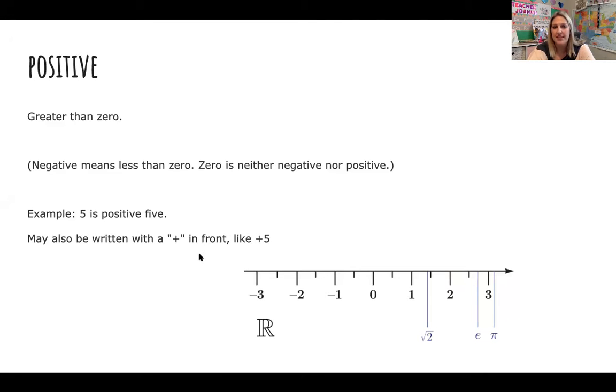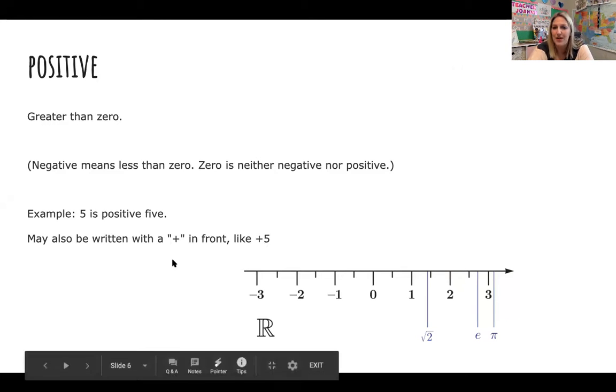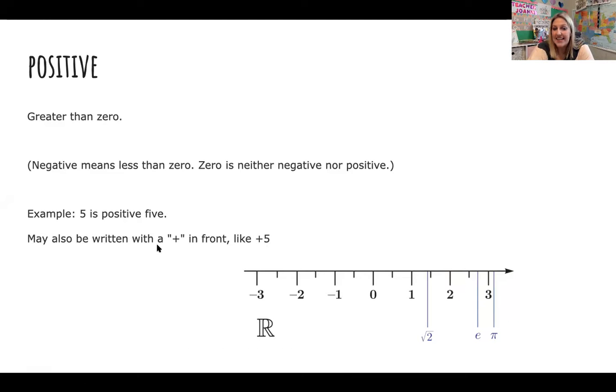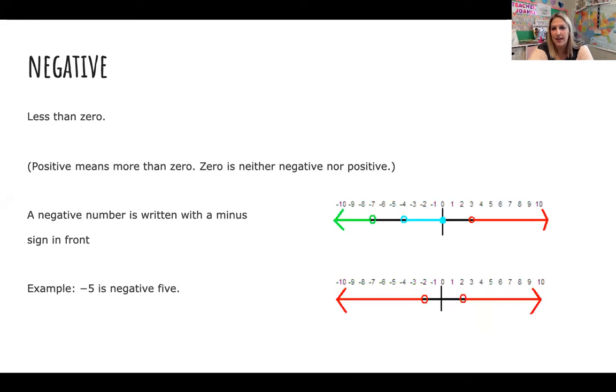And sometimes you may see it written with a plus sign in front of it so that you are showing, when you're working with both positive and negative numbers, that number is positive. It's a positive 5. And then you can go about your equation with it. So look for those signs in front of some of your numbers. And now we move on to negative.